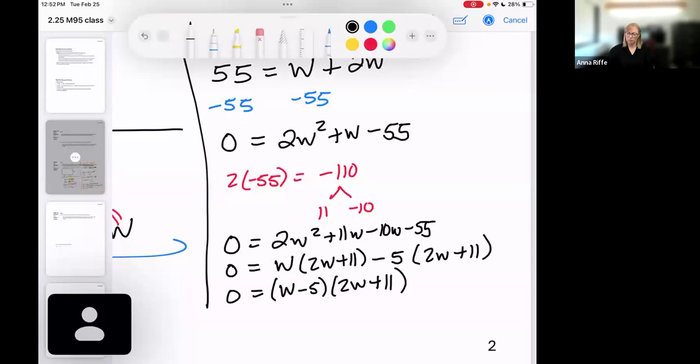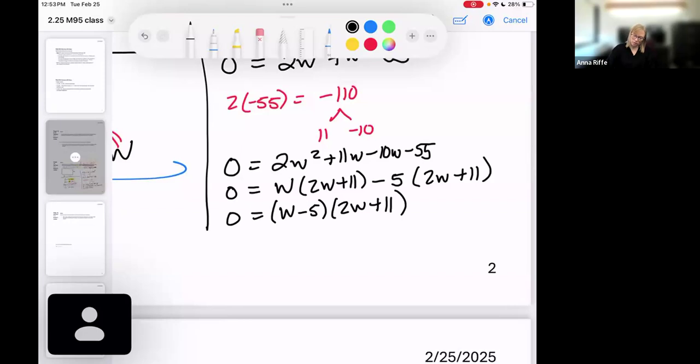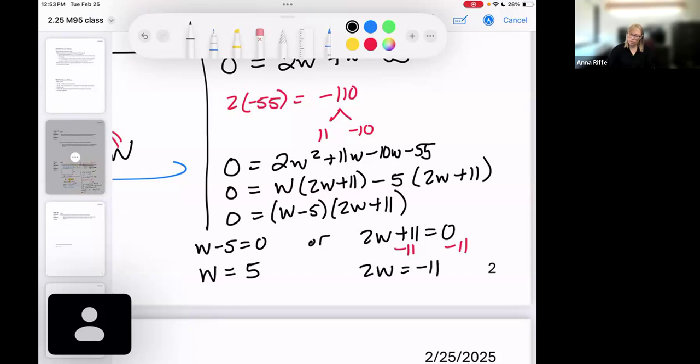I can set each factor equal to 0. W minus 5 is equal to 0, or 2W plus 11 is equal to 0, which tells me W is equal to 5, or subtract 11. 2W is equal to negative 11. Divide by 2. W is equal to negative, what is that, 5.5? Okay. Great. So we have solved for W.